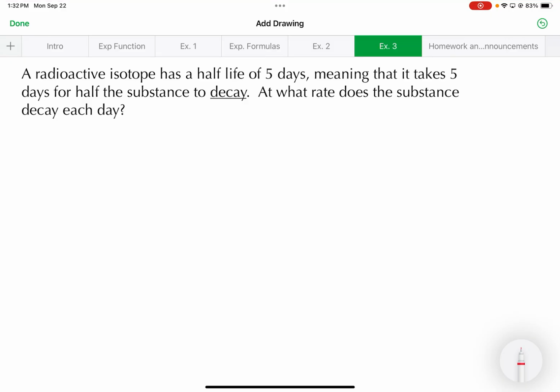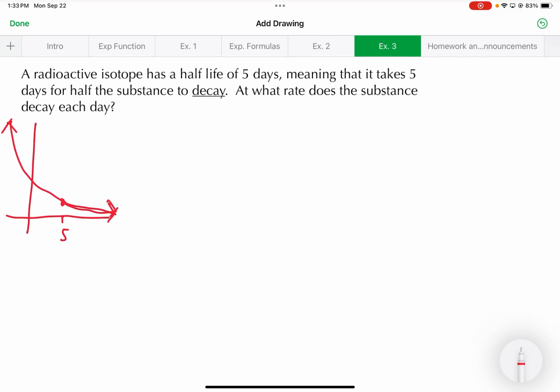All right, now this is radioactive decay. Because of that, my graph looks something like this. It decays by half after 5 days, but then it's a slow burn to that horizontal asymptote afterwards. Let's work with both formulas and show that they are equivalent in this case.